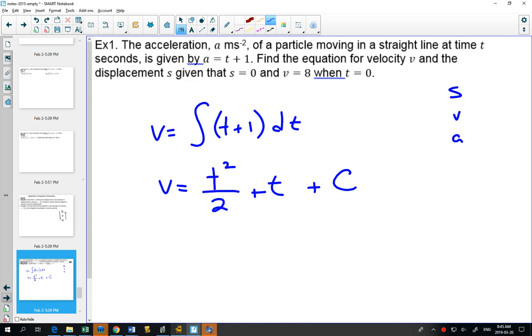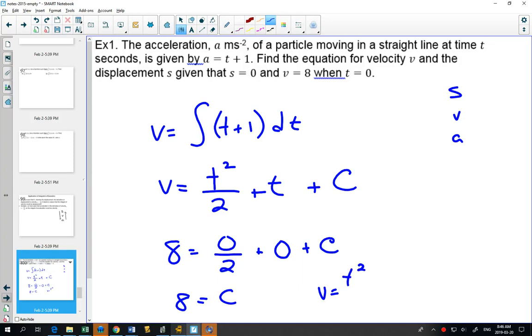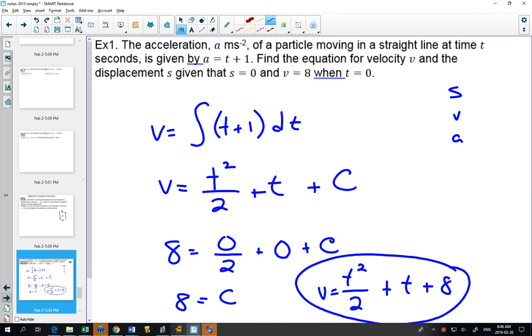Are we done with our velocity equation, or can we find c? Do we have enough information to find c? If we think back in our notes when we had questions like this, finding c earlier, we needed a point. Do we have a point or something telling us some information about our velocity? Yes. At the very end it says when the time is 0, our initial velocity is 8. So we can plug in 8 for our velocity, 0 for our time, and calculate that c has to be 8. So our final velocity equation is right there.